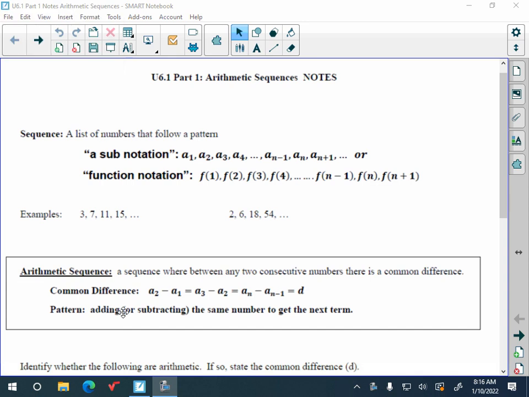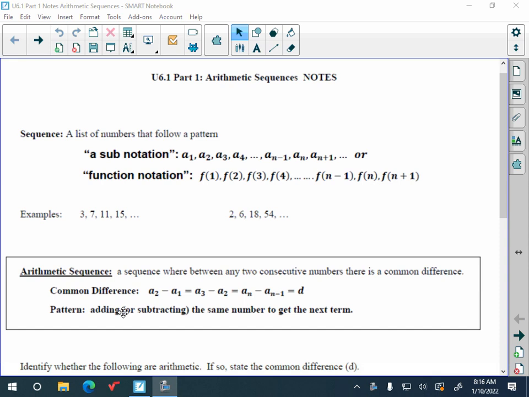And each one has their own, the arithmetic and geometric both have their own things that you're looking at, their own types of patterns. All right, so a sequence is a list of numbers that follow a specific pattern. So we're going to be looking at two different kinds of notation. One's called a sub notation, where you see that little a and then a lowercase or subscript number or variable. So A1, A2, A3, and so on. And then there's also function notation.